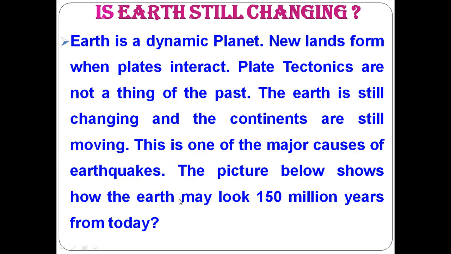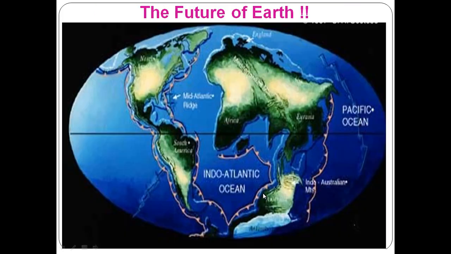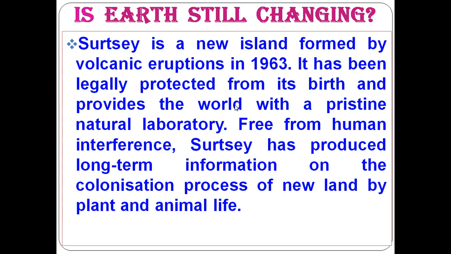The picture below shows how the earth may look after 150 million years from today. Here is the picture which will give you the idea of how the earth will look after 150 million years. If you can see, here is the mid-Atlantic ridge, here is the Indo-Atlantic Ocean, here is the Pacific Ocean, and many other parts of the earth are shown in this map. So we can see that such a picture will be there after 150 million years. So this is about the earth.